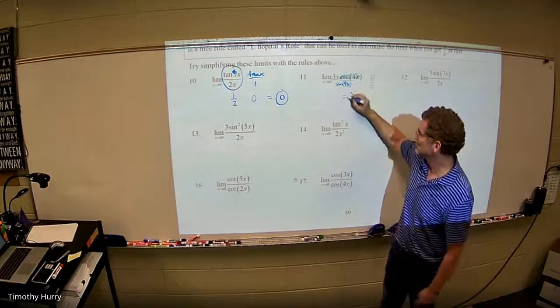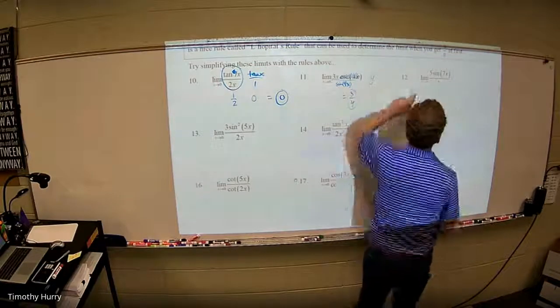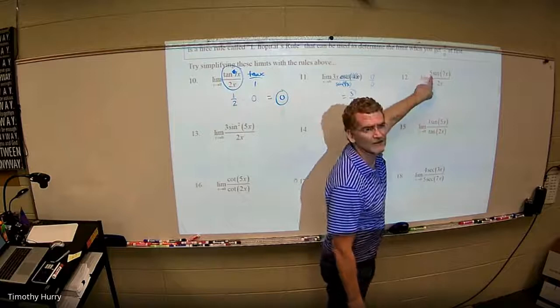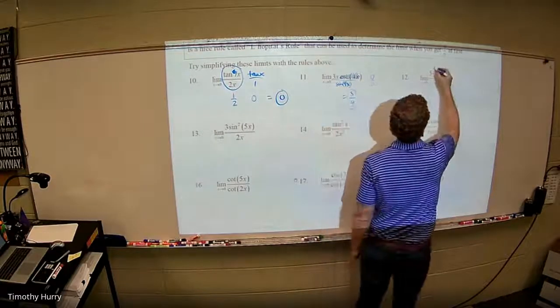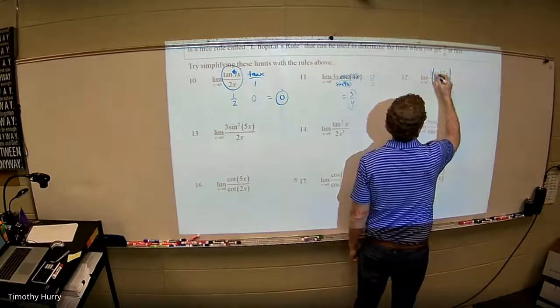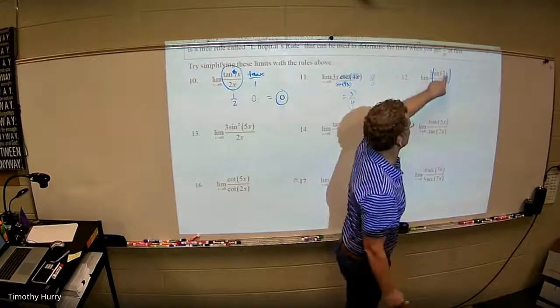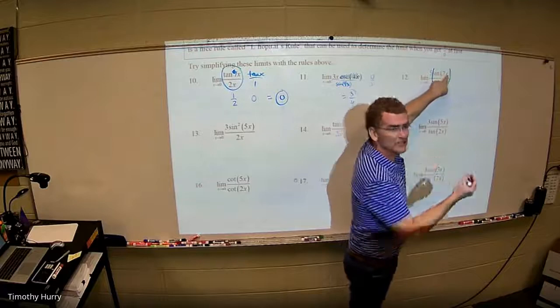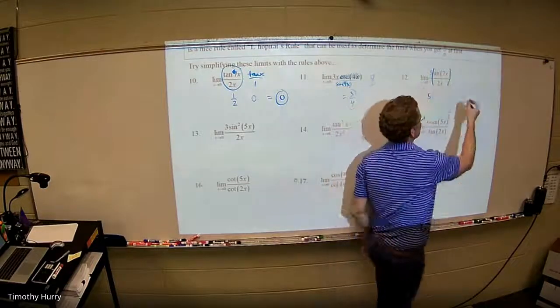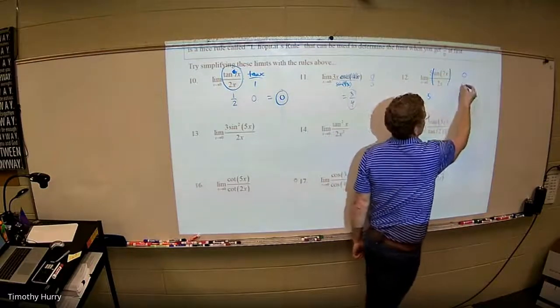Not that, 3/4. Check out this one. Now that's a constant, right? Constants I can ignore for now, right? So that I'm going to end up with 5 times something. Let's plug a 0 in there. 7 times 0 is 0. Sine of 0 is 0. 0 times 5 is 0. 2 times 0 is 0.